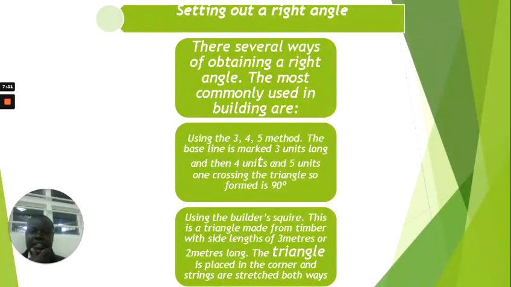So, who can read it now? We can say there are several ways of setting out a right angle. The most commonly used in the building we have two types or methods. One we have said the 3-4-5 method. Who can explain how the 3-4-5 method works? Who can try to explain how 3-4-5 method works?